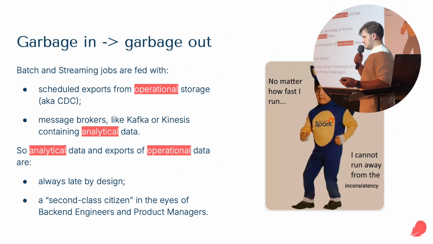And it's late by design. So as I said before, with Spark or Flink, you still have this latency to get the data to Kafka or Kinesis, then from Kinesis to Spark, process it in mini batches, and then get to your feature store, to online storage. So yeah, analytical data is messed up in many cases.